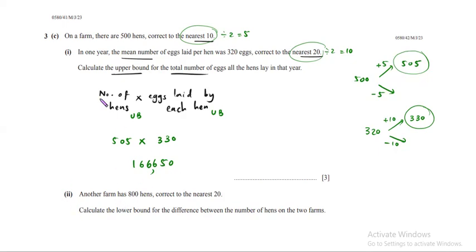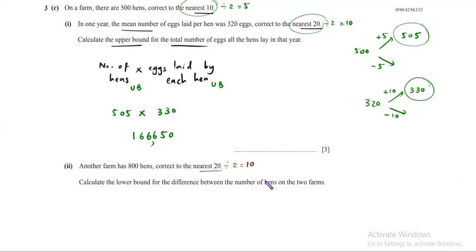The next question is, another farm has 800 hens, correct to the nearest 20. That means this is also something to do with upper bound and lower bound. So we need to calculate the lower bound for the difference between the number of hens in both the farms. Then to find what number should be added or subtracted to calculate the upper bound or the lower bound, I need to divide this by 2. That becomes a 10. Now I need to find the difference between the number of hens on both the farms.